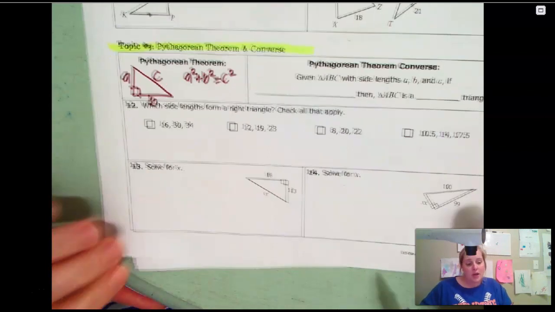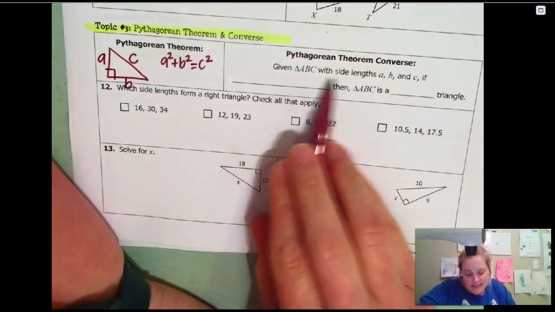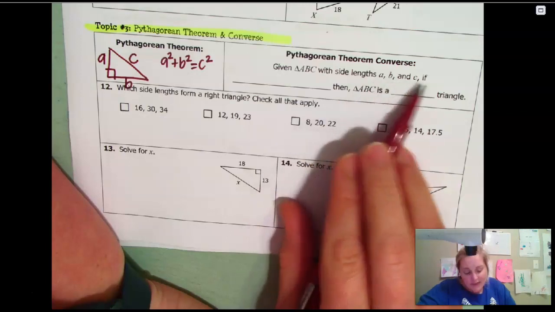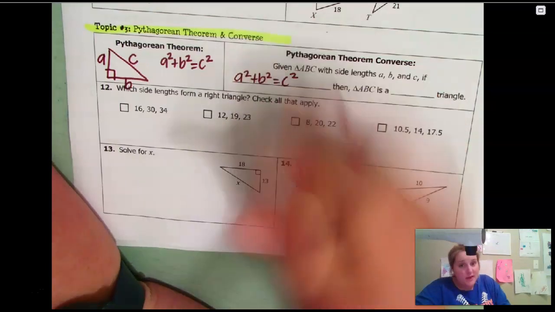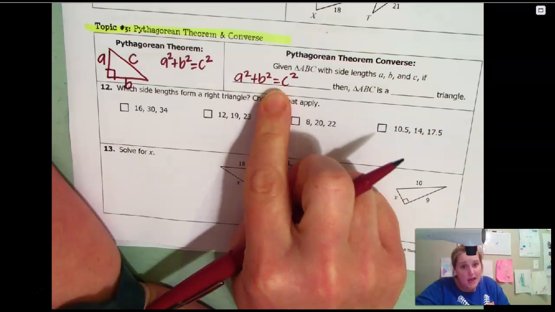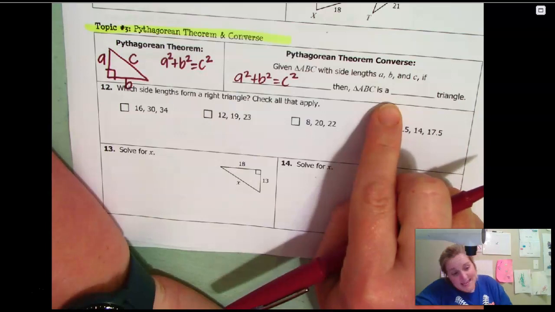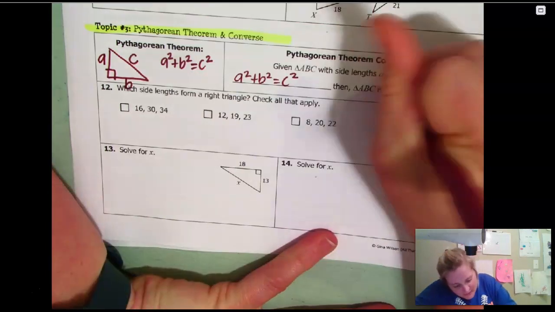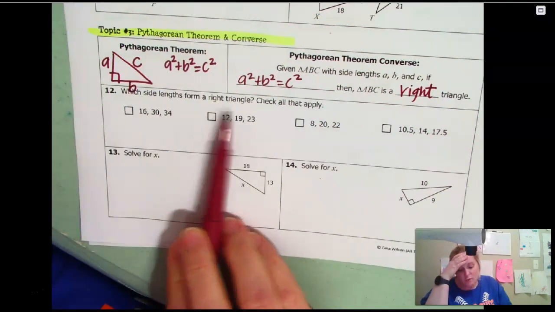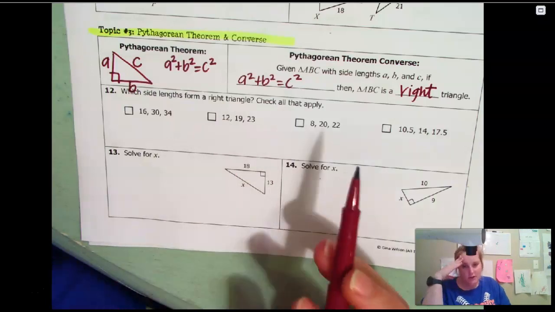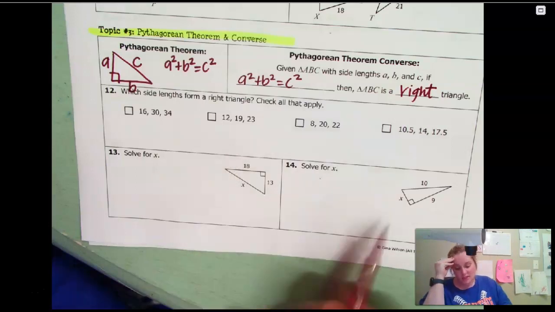Now the converse says, given the triangle ABC with side lengths A, B, and C, if A squared plus B squared equals C squared, so if the legs squared equals the hypotenuse squared, then the triangle ABC is a right triangle. So it's just working back. This is saying which side lengths form a right triangle. First of all, make sure they're all triangles, and then you need to prove using the Pythagorean theorem. You're just solving, very easy.